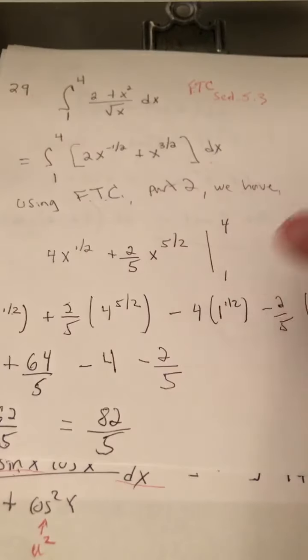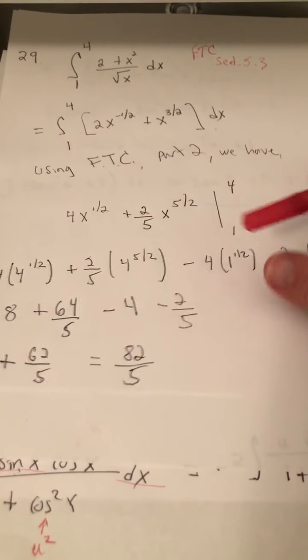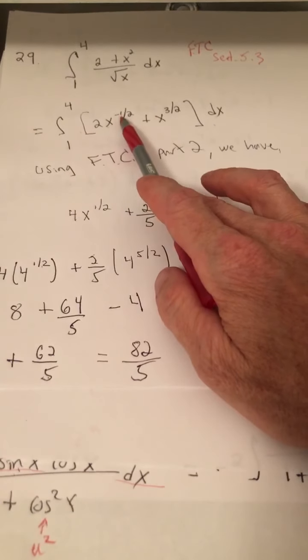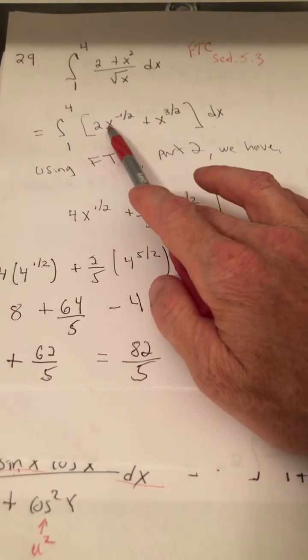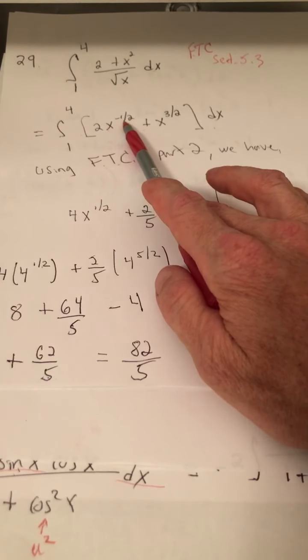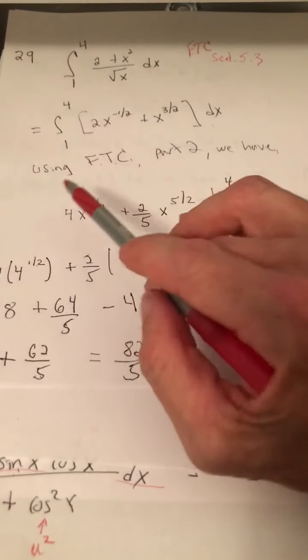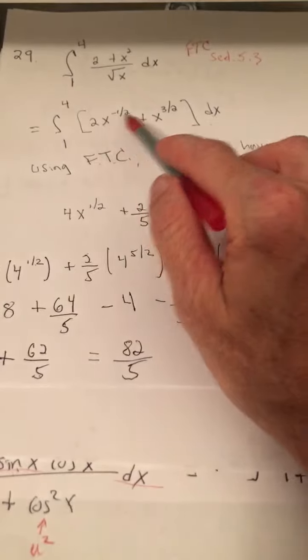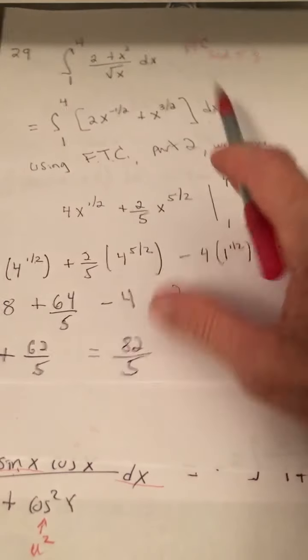So what we're going to do is use the power rule for antiderivatives. We add 1 to the exponent and then divide. So negative 1/2 plus 1 is a positive 1/2. If you divide by 1/2, that's the same thing as multiplying by 2. 2 times 2 is 4. So the antiderivative of this first term is 4x to the 1/2.